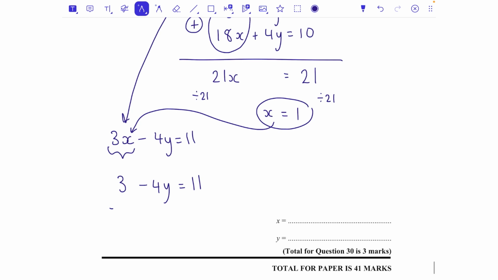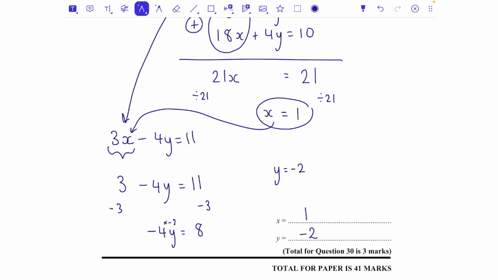Taking 3 away from both sides tells me that minus 4y is 8. And if we divide by minus 4, y would need to be minus 2. And that makes sense because minus 4 times minus 2 would give us positive 8. So your answer here is that x is 1 and y is minus 2.